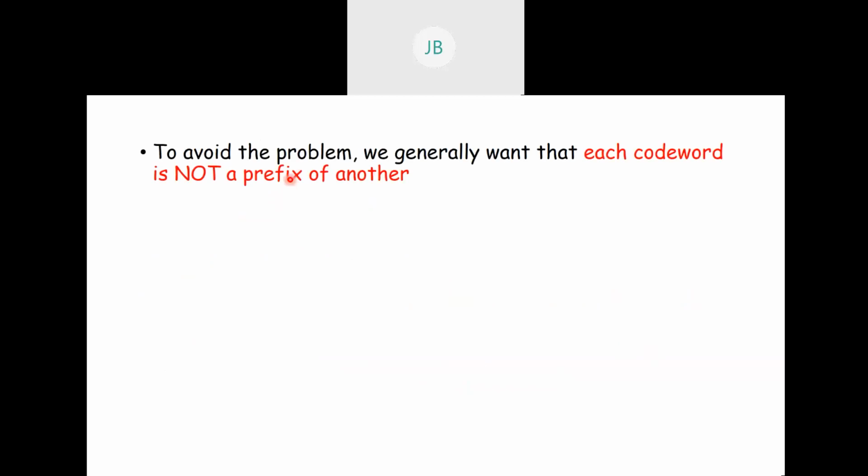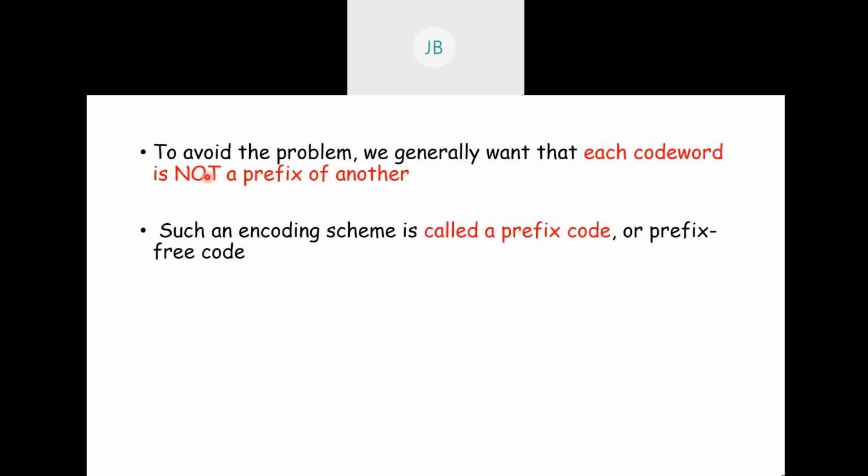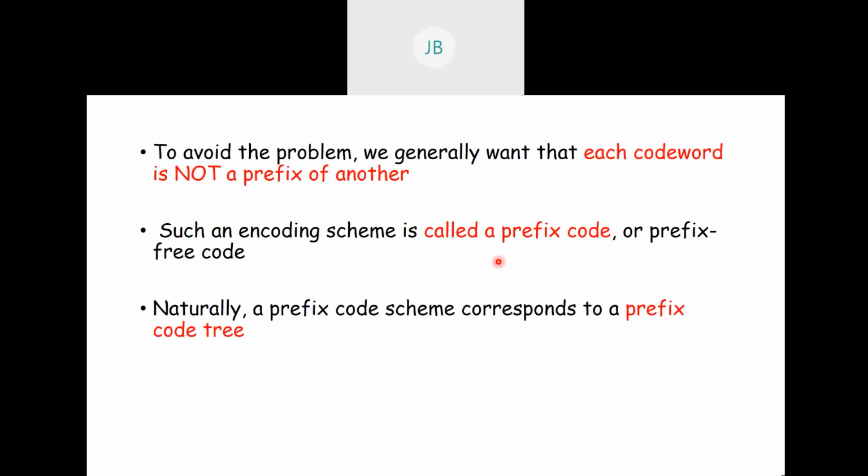So to avoid the problem, we generally want that each code word is not a prefix of the other. For example, in the previous case, we had 0 and 1 for A and B that were the prefixes of some other codes, D or C. So that should not happen. Such an encoding scheme is called a prefix code or prefix-free code. So when we avoid this condition, we will get an efficient prefix code, also called a prefix-free code.